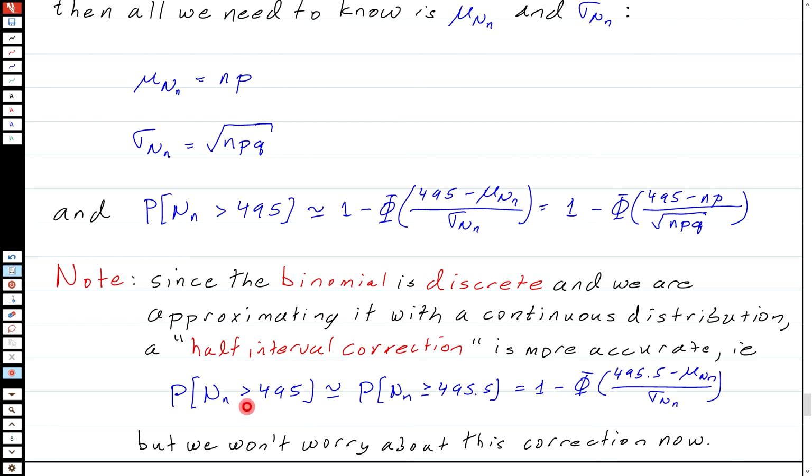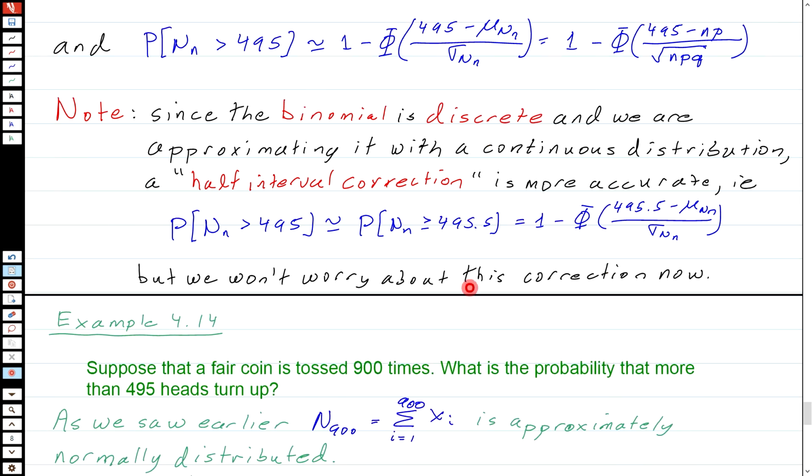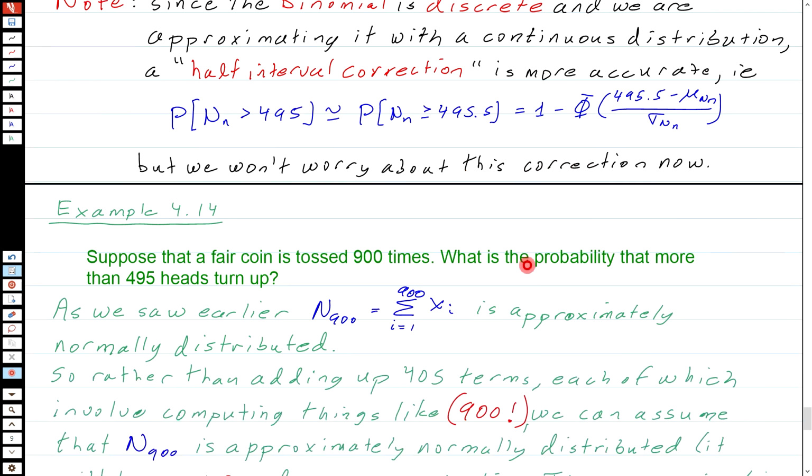The probability that S_n is greater than 495 is actually more closely approximated by S_n being greater than 495.5. And so we have that half-interval correction in there when we go into the normal distribution tables. And like I said, let's not worry about that, but if you see it, that's where it's coming from.